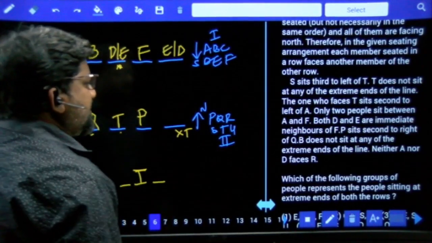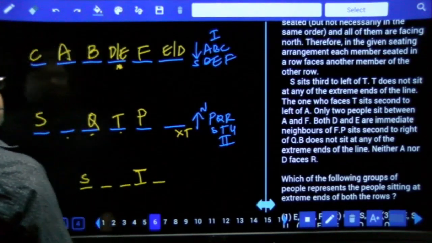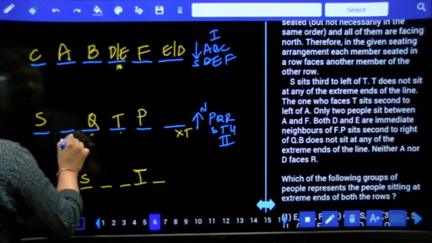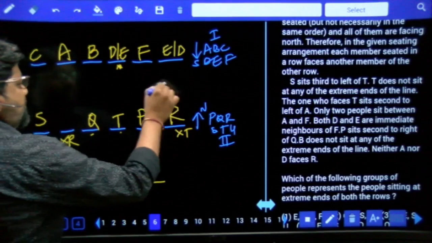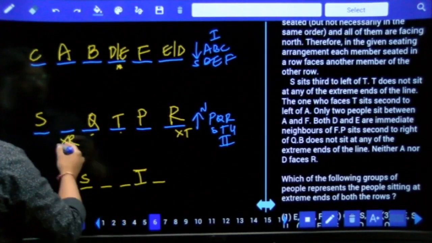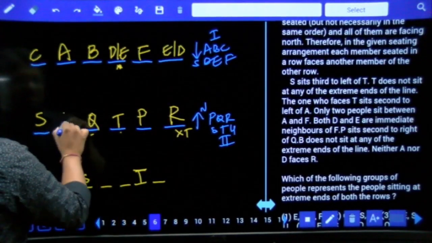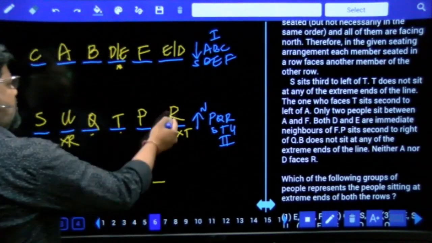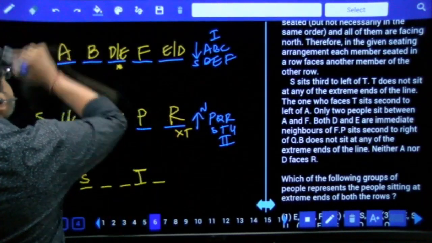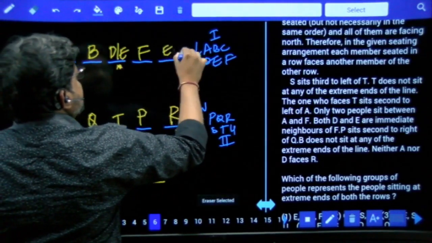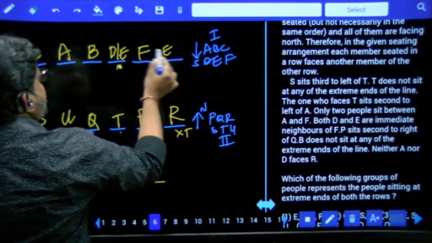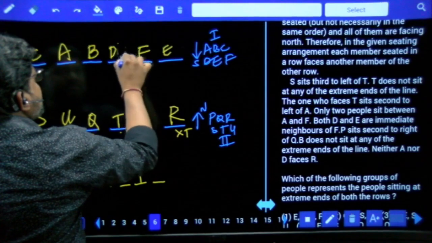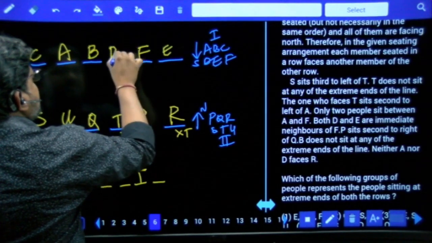Next, neither A nor D faces R. Opposite to A is not R. So only one possibility. P, Q, R, S, T. This is U. But what's the last clue? Neither A nor D faces R. Opposite to R, it's not D. So friends, it has to be E. If it is E over there, this position is left for D.